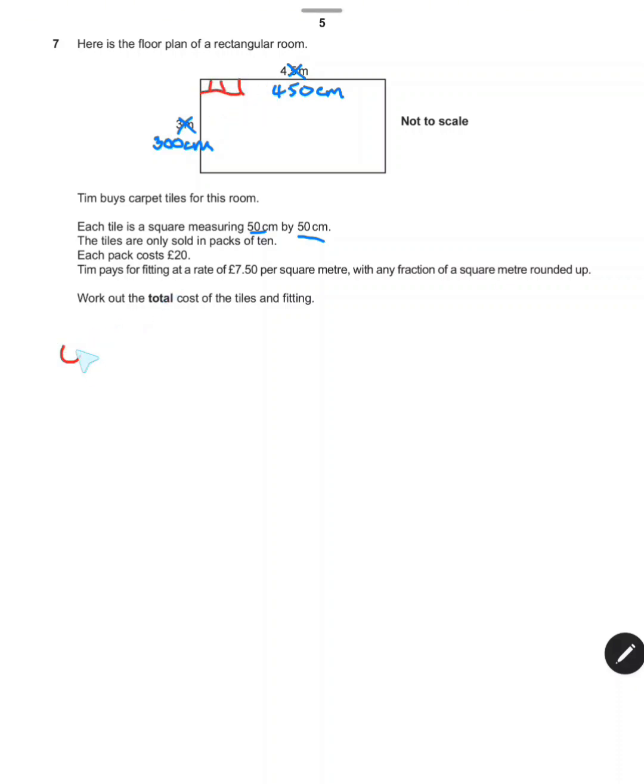I'm going to do 450 centimeters divided by 50 because each tile is 50 centimeters. So I can simplify this. That's the same as 45 divided by 5, which is 9 tiles across. We can do the same thing and see how many tiles go downwards.